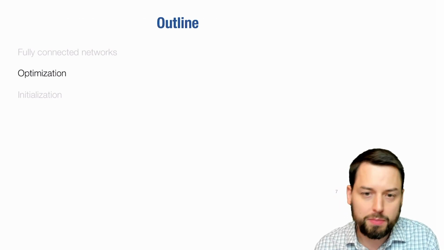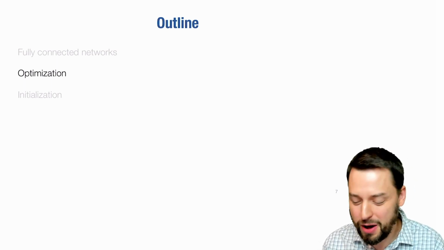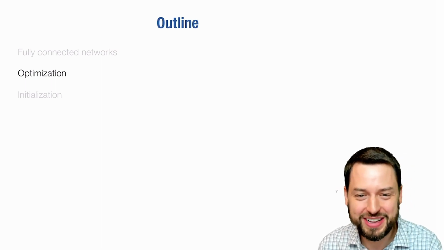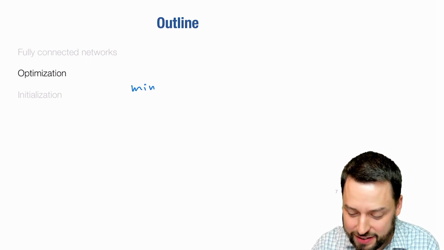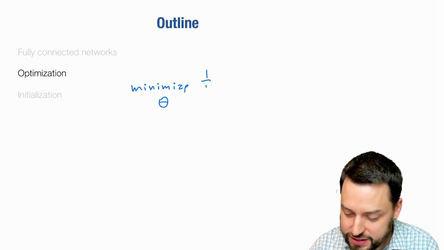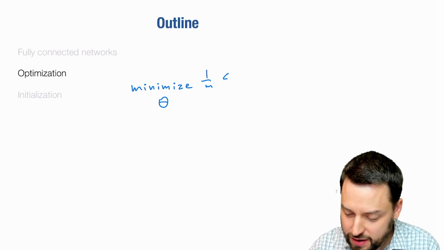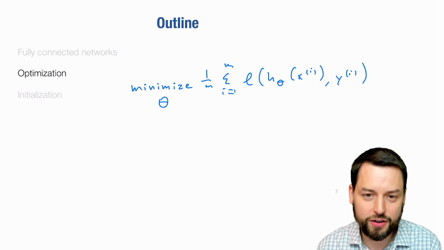Remember, the basic problem that we have of a network, no matter what, and I'll just repeat this here because you've seen it before, but I'll write it again briefly. This is the core optimization problem. You'll see it in several slides again. Our core optimization problem is that we want to minimize over our parameters theta the average of our loss of our hypothesis on this example and the output. That is our goal.